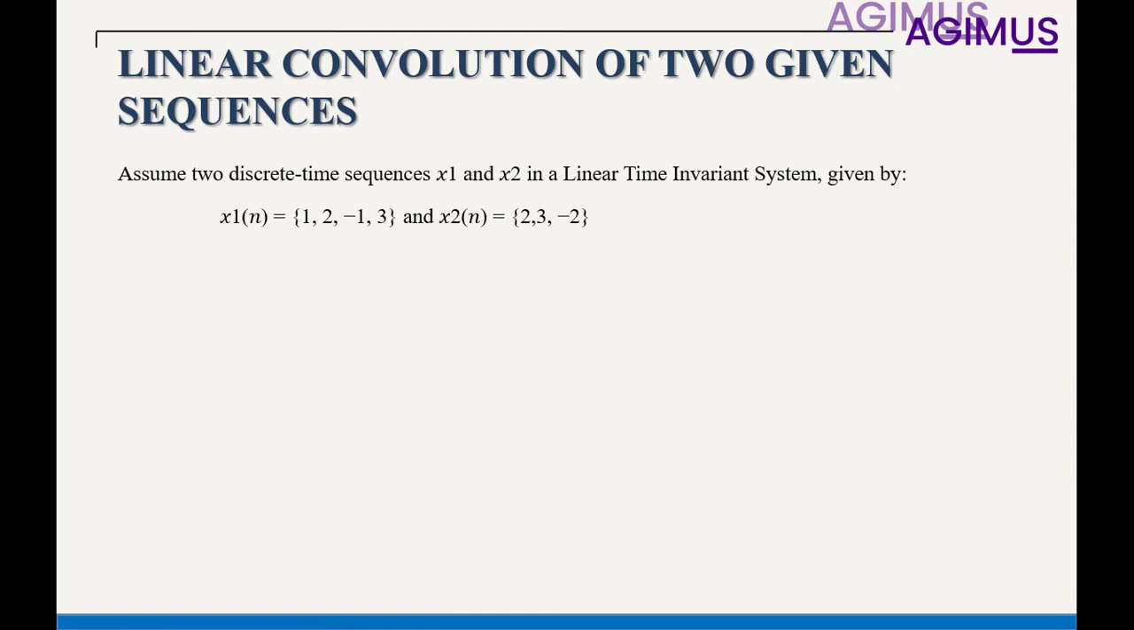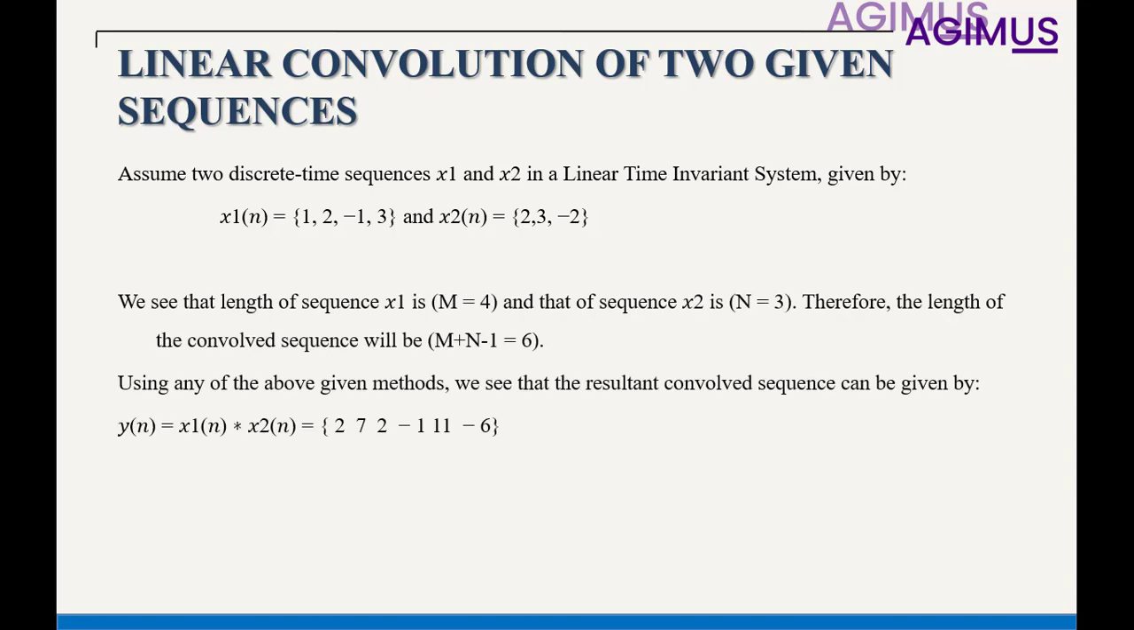So x1 of n is given by the elements 1, 2, minus 1 and 3, and x2 of n is given by the elements 2, 3 and minus 2. We see that the sequence x1 of n has m equal to 4, and the sequence x2 of n has n equal to 3. Therefore the length of the convolved signal would be m plus n minus 1, that is 4 plus 3, 7, minus 1 is equal to 6.